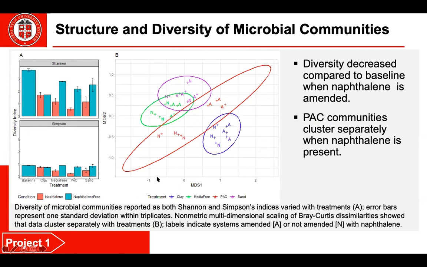Statistically, there's very little difference between my sand and my media-free system. We saw the most variability according to the scaling in the activated carbon system. And you can see that the clay system actually clusters very separately. And there's not as much separation between the N's, which contain naphthalene, and the A's, which did not. Over on the left side, you can see there's different diversity indices of the different systems. In general, all the systems lost diversity, but you can clearly see a difference in diversity between systems that contain naphthalene and systems that didn't, for all systems except for the clay.